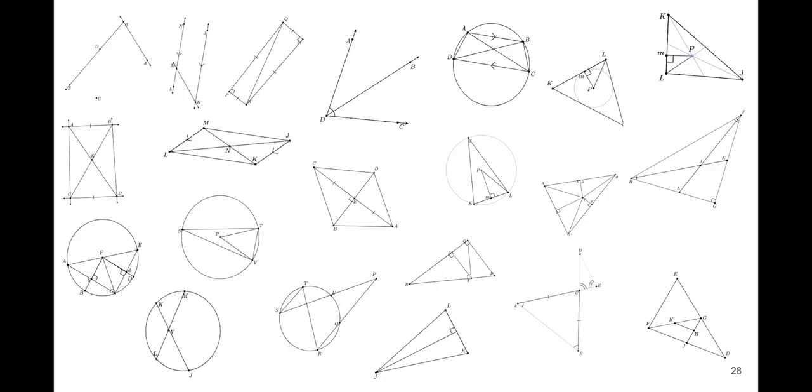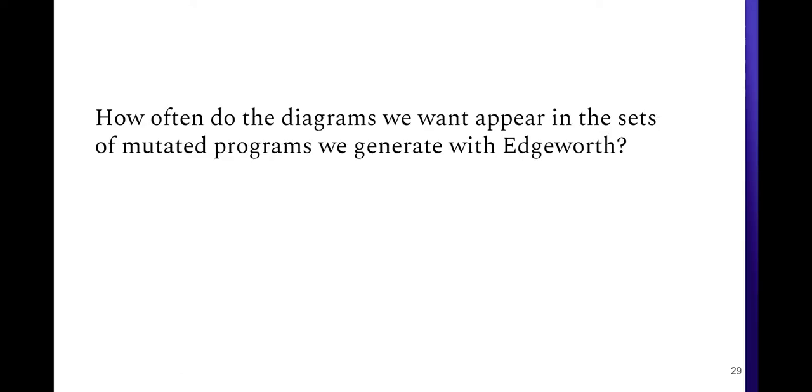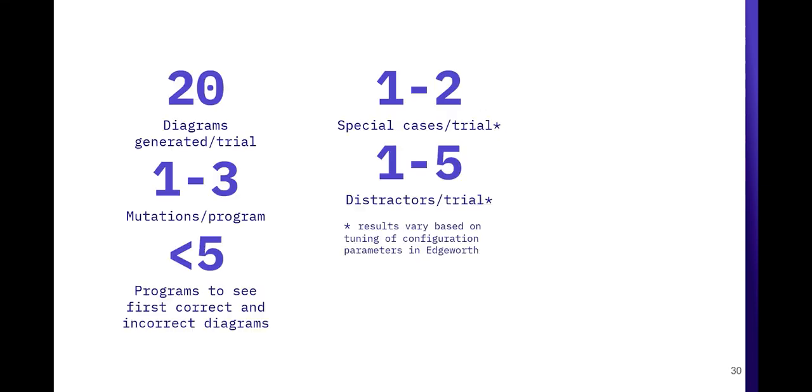Finally, we recreated all 24 of the diagrams from the textbook in Penrose. You can see that we have defined relationships for polygons, circles, triangles, angles, segments, lines, and rays, including the ability to define labeled segments and angles with tick marks as our standard in the Euclidean geometry domain. These became our source programs for the next portion of our analysis, which was answering the question, how often do the diagrams we actually want appear in the programs we generate with Edgeworth?